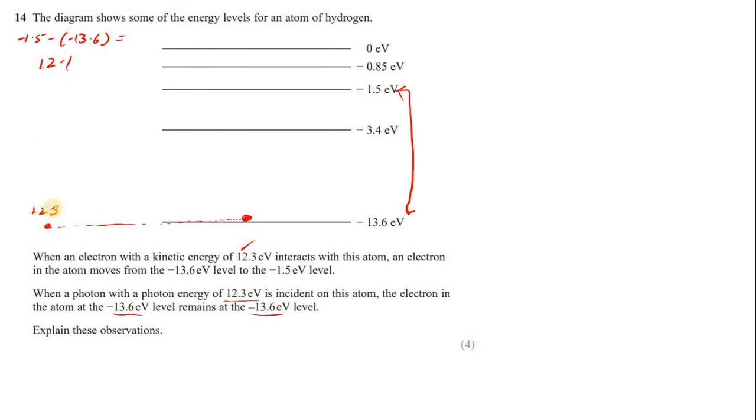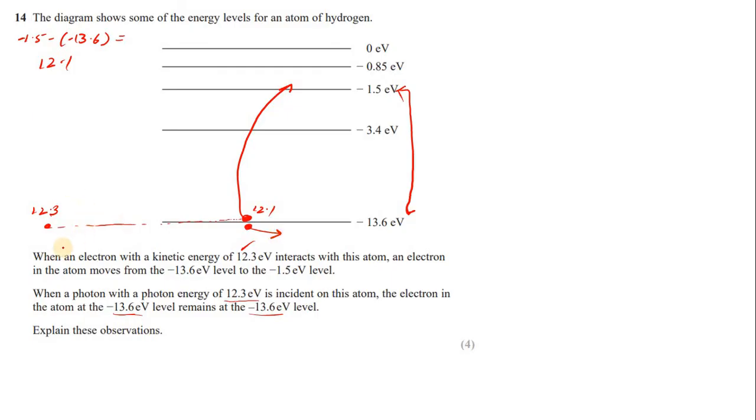That means out of 12.3, 12.1 is transferred to that electron. So the electron can jump exactly to the shell of energy minus 1.5. And the incident electron still has some remaining energy, 0.2 electron volt, and it keeps moving with that energy. So yes, the electron can transfer.